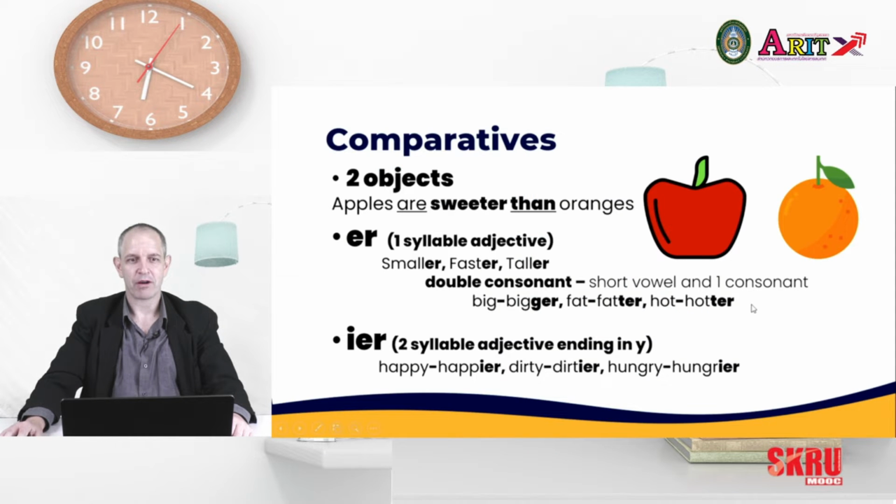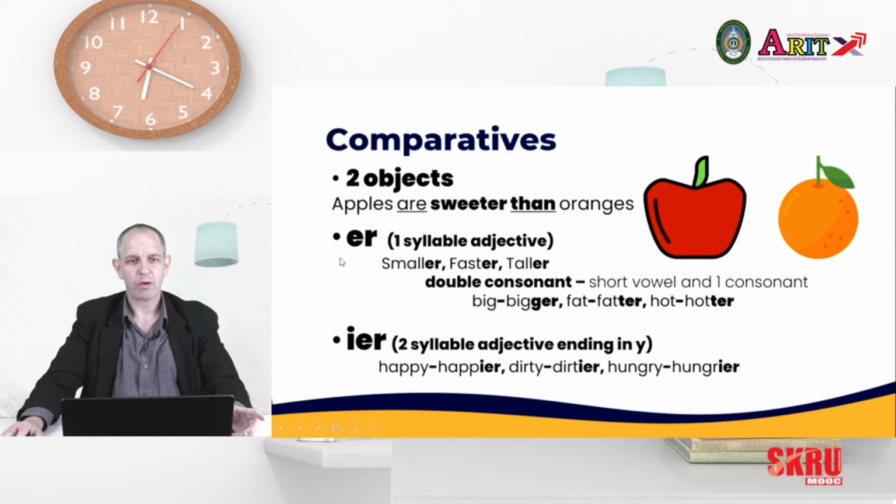For most of you, this will be a review, and we're going to talk about comparatives. The idea is when you look at two objects and you compare them to each other. So here is an example: apples are sweeter than oranges. So we have the be verb as we use with adjectives, the comparative adjective sweeter, and then we have than.